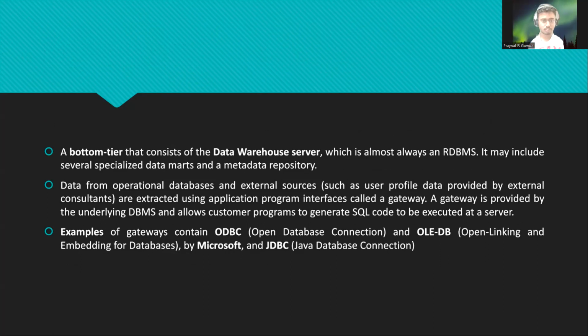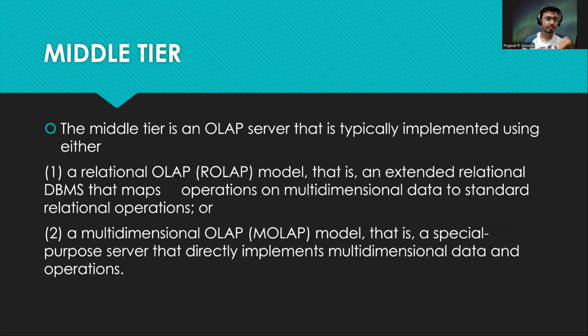Data from operational databases and external sources, and profile data provided by external consultants, are extracted using application program interfaces called gateways. A gateway is provided by the underlying DBMS and allows client programs to generate SQL code to be executed at a server. Examples of a gateway include ODBC and OLEDB, Open Database Connectivity and Object Linking and Embedding for Databases by Microsoft, and JDBC, Java Database Connectivity.